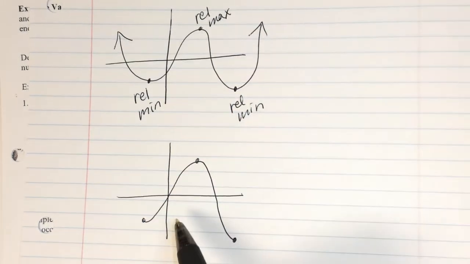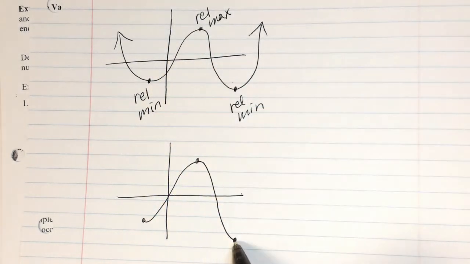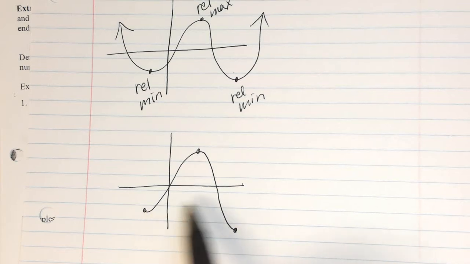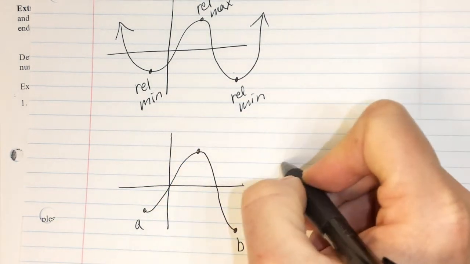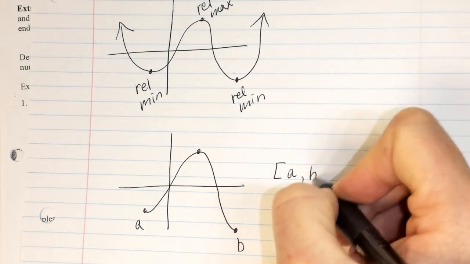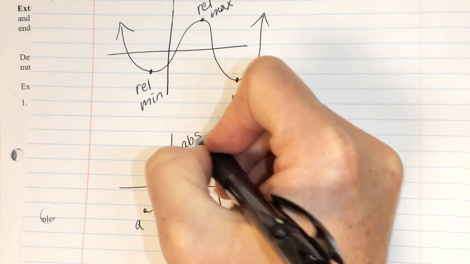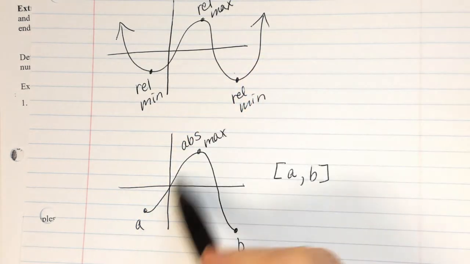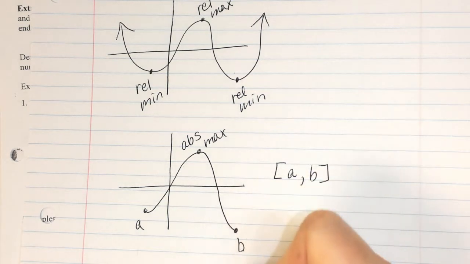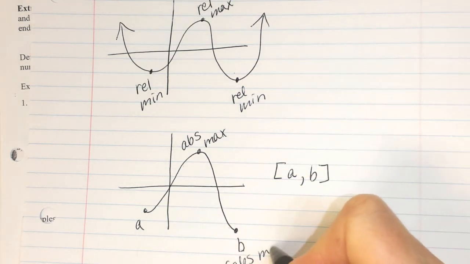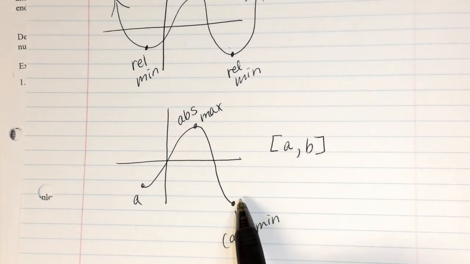So just looking at a piece of the function, I'm only looking at it from here to here now. If I'm talking about a closed function where I'm calling this A and this B, the interval would be called the interval over A to B. Now this point is called an absolute max because I can see that's absolutely the highest point on the whole function. This point right here would be called an absolute minimum. It's the absolute lowest point on the function.